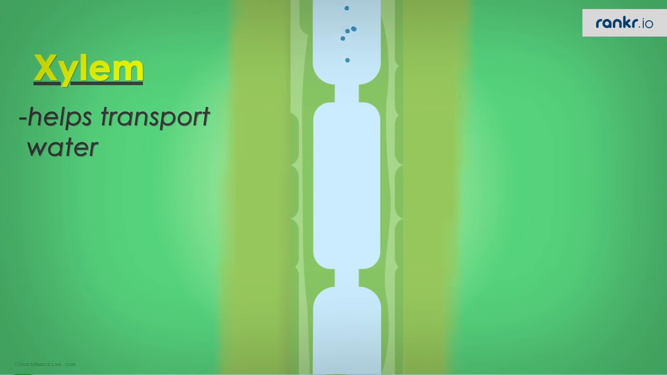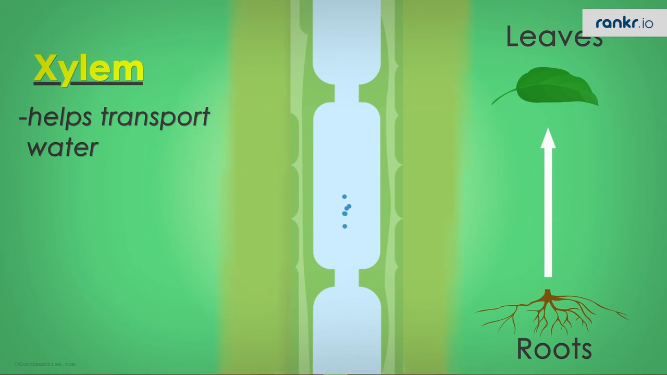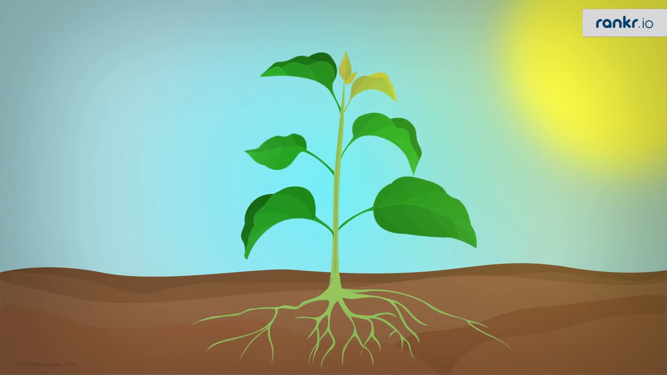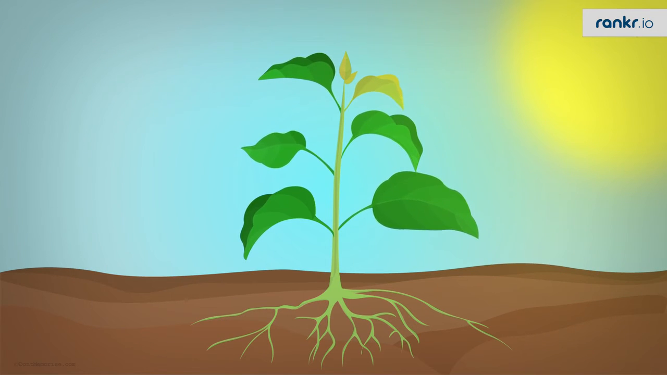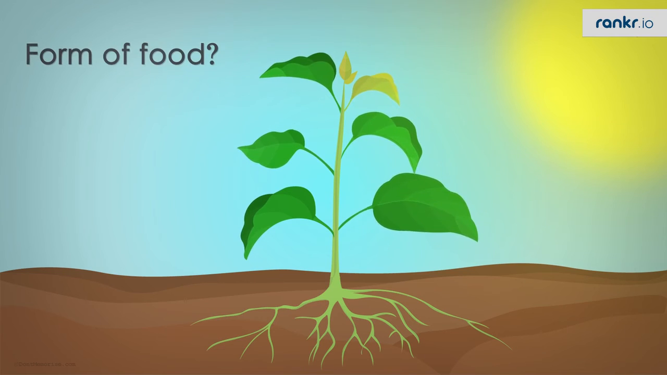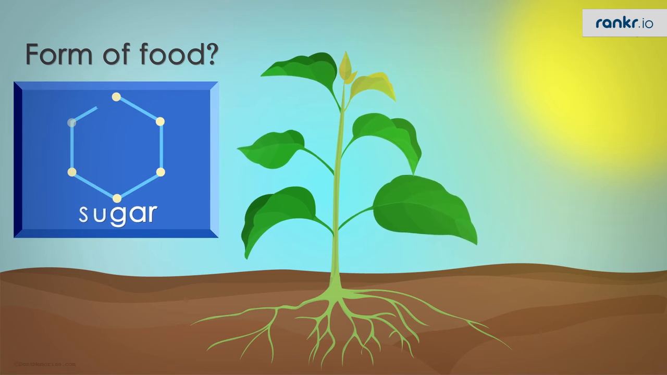Does this structure help in water conduction only? Yes, xylem tissue is concerned with transportation of water mixed with minerals from the roots to the leaves. With all the requirements checked from the list, the plant is now ready to perform photosynthesis to make its food. And what is the form of food that it makes? Yes, the food prepared is in the form of sugar.